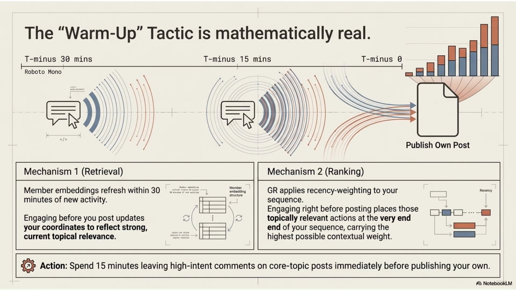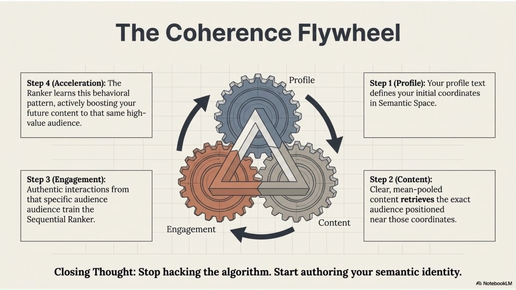And stage 2 is ranking. The generative recommender needs consistent, topically focused, recent engagement behavior to build your sequential pattern. It is actively watching what you do, prioritizing your active tasks over your passive ones, and heavily weighting your most recent actions. Language to get in the door. Behavior to get to the top. That is the new formula.